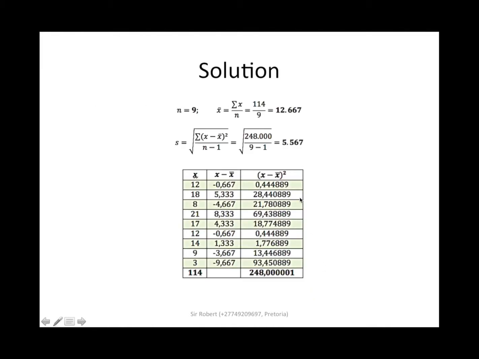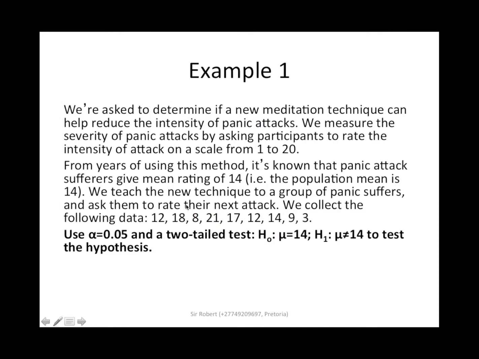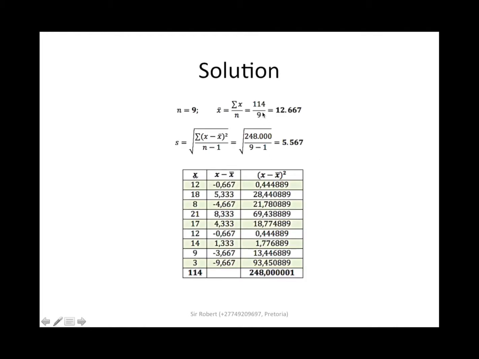Okay, let's solve it. So n is equal to 9. Your mean, remember, of this sample: we add these ones to calculate the mean. So you see there are 9 items. If you add all of these, you get 114 divided by 9. Then you get your mean.